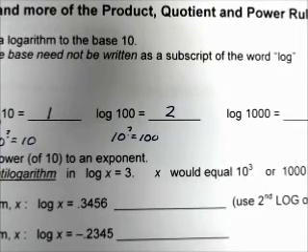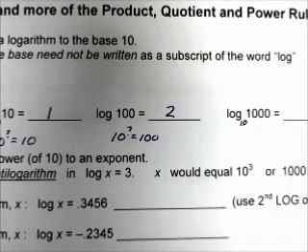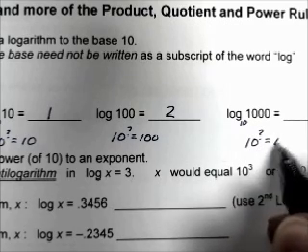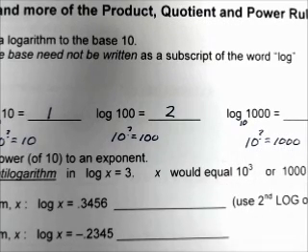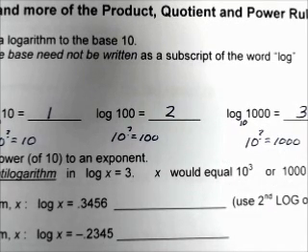What is log 1000? Again, when no base is written, the base is 10. So 10 to what power equals 1000? 10 to the third power is 1000. So log 1000 is 3. Okay.